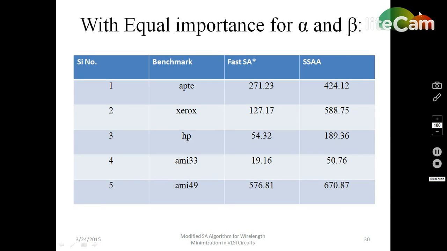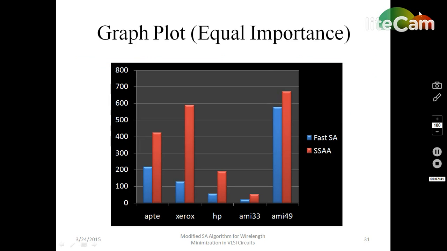The next case is where we give equal importance to alpha and beta. What are alpha and beta? They are nothing but the wire length and the dead space of the VLSI floor plan. While considering equal importance, I got the results as tabulated. In a similar way, the FSA results I have taken from the literature. In the graph, this too does not minimize anything; on the other hand, it maximizes every problem to a certain level.